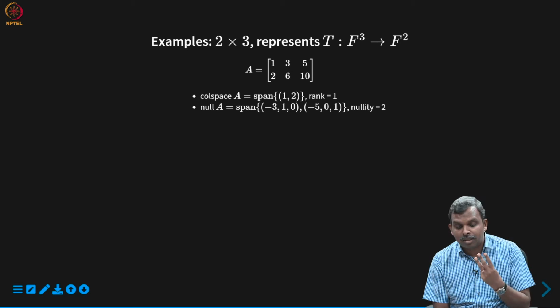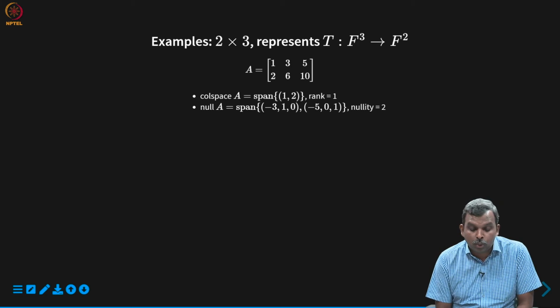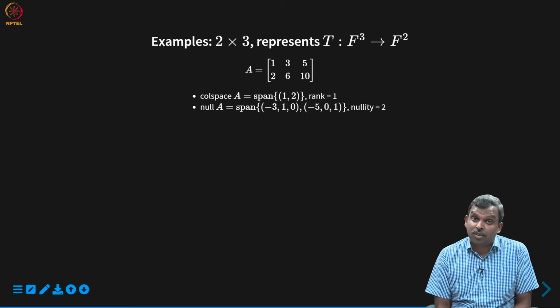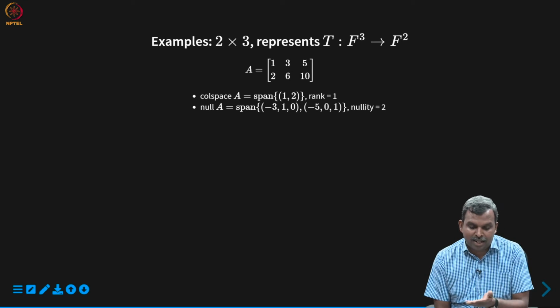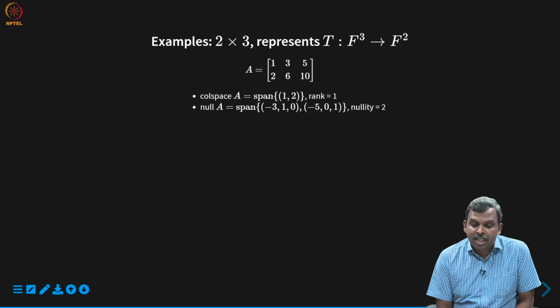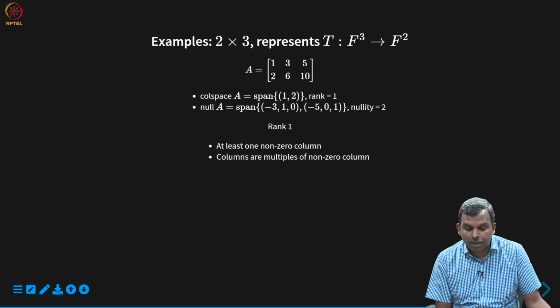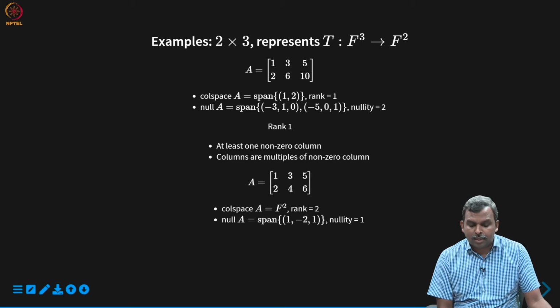Why is that? Because the number of columns is 3, and 3 equals 1 plus 2, so you have nullity 2, and you have to find the null space of A. You can find 2 basis vectors, then you'll be done: identify 2 vectors that are linearly independent, and they will definitely span the null space of A. So that was a rank 1 example. In general, rank 1 will look like this.